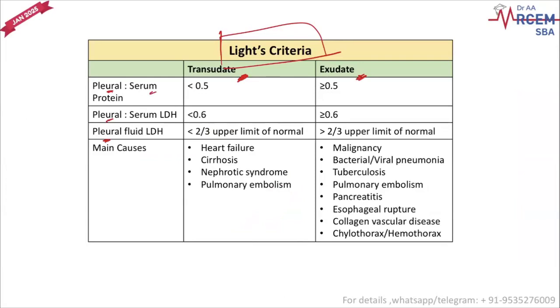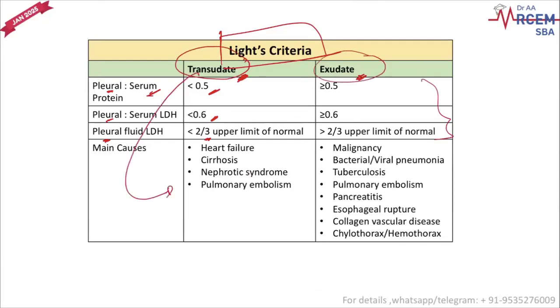Findings of the pleural fluid always come up when you are taking a ratio. The pleural to serum protein ratio, if it is less than 0.5, it is more of a transudate. Pleural to serum LDH value less than 0.6, or pleural fluid with an LDH which is less than two-thirds of the upper limit of the normal, then you need to think of a transudate. Exactly opposite is present for an exudate.